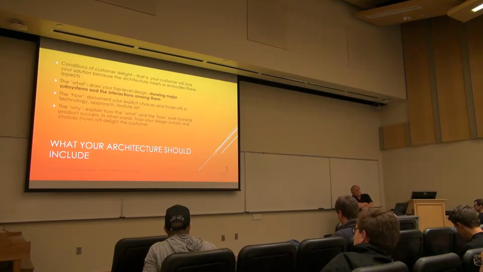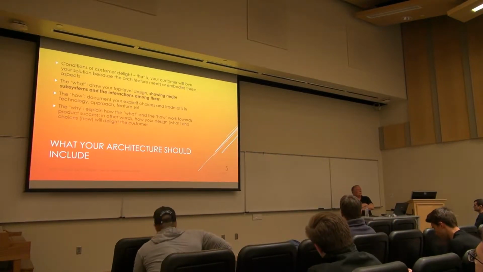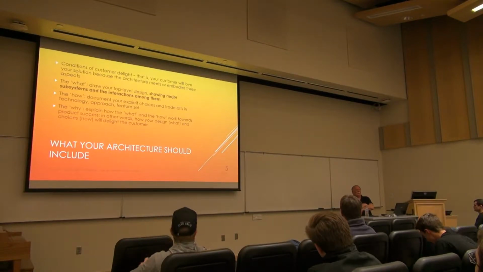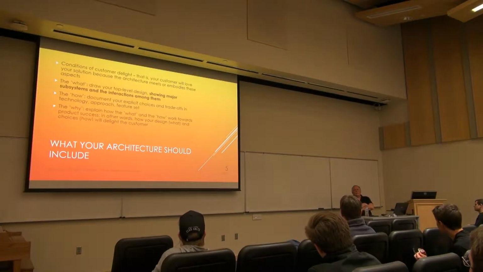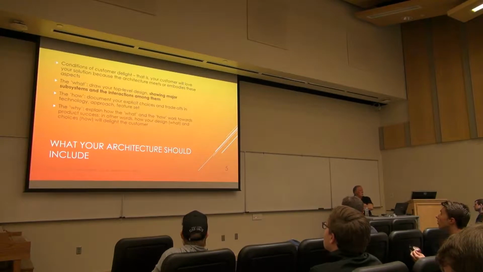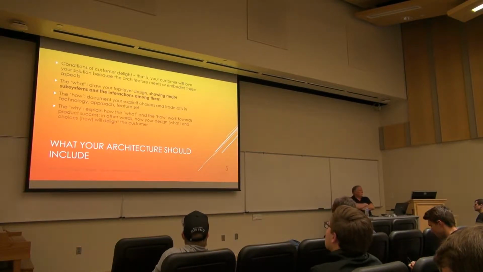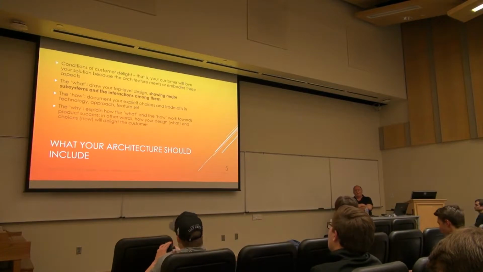Just a reminder of what we talked about last week, and I only bring this up because some of your architectures were a bit sparse. It was like one diagram. Here's what we talked about last week. I said your architecture should include conditions of customer delight, the what, your top-level design, which measures subsystems interactions, how to document your explicit choices and trade-offs in your technology and feature set, and why. In other words, why this stuff is all going to work together to achieve customer delight.